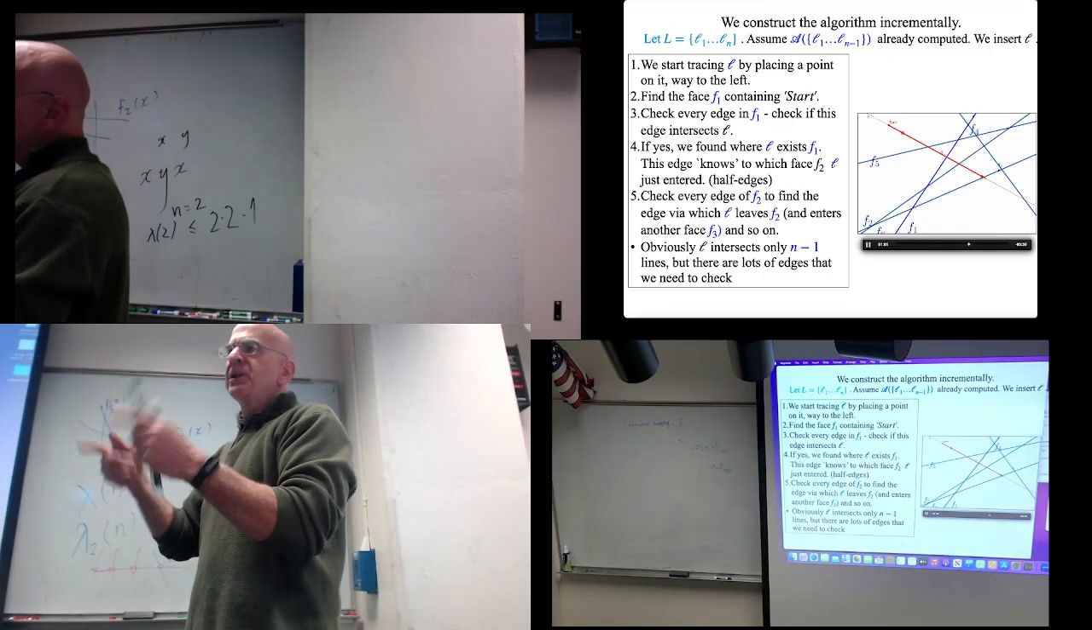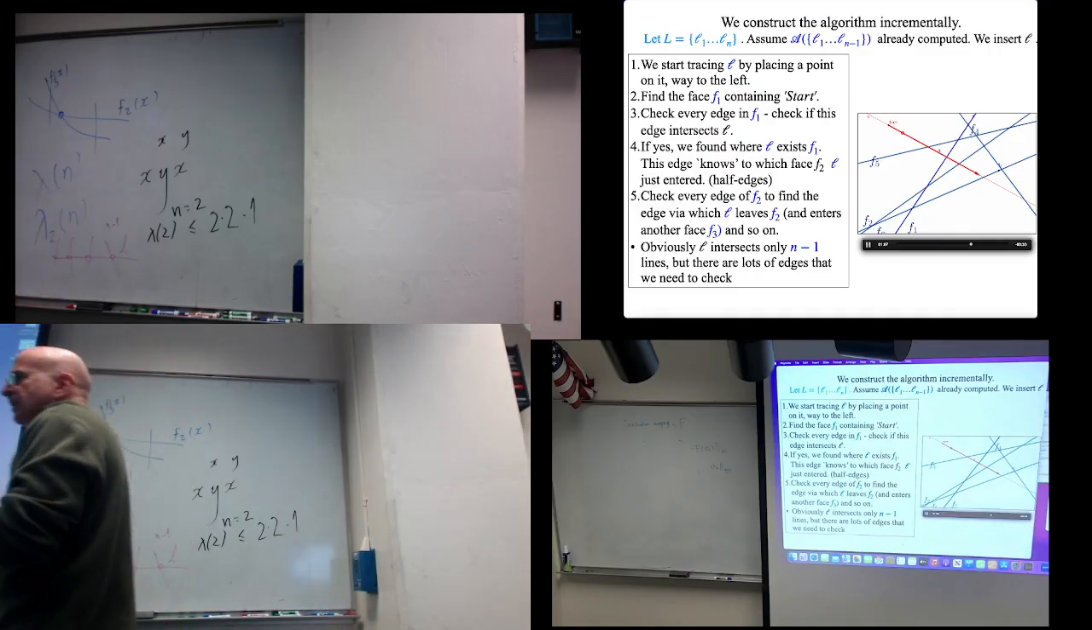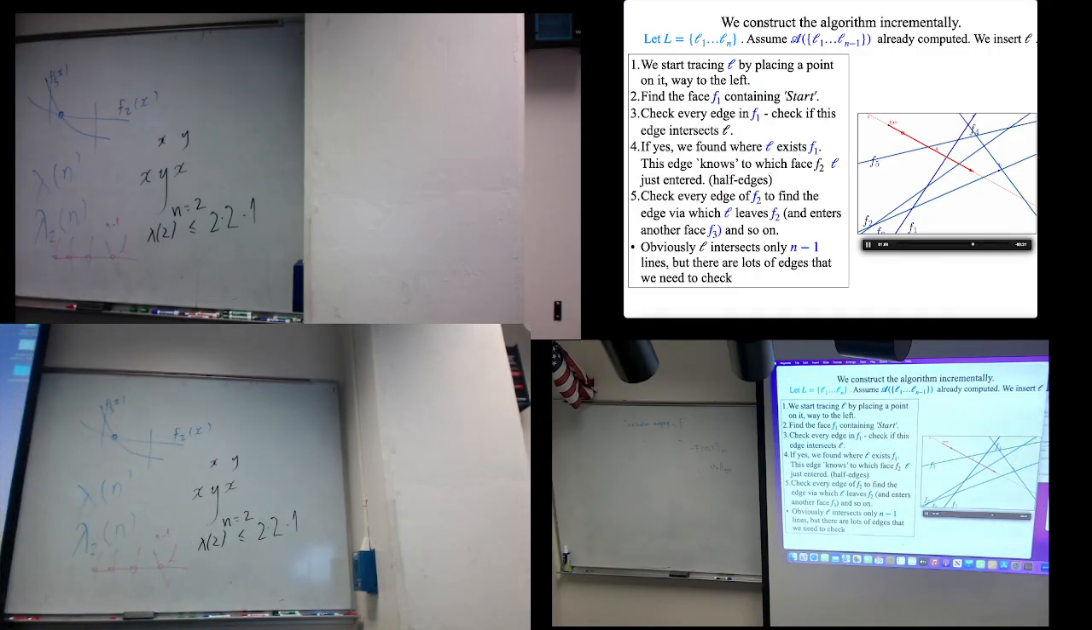Assume general position, so it will be an edge and not a vertex. And this edge knows what is the next face that the line enters. If you remember half edges, each half edge knows what is the face to its left, and the twin edge will know the other side of the same edge.